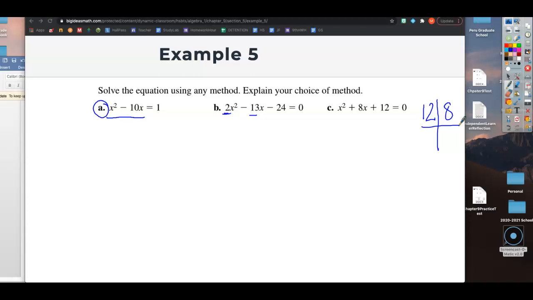So I will probably not give you problems that say choose the best method. I will tell you specifically what method I want you to use. But I just want you to know that there are different methods. You'll get the same answer. Some of them are just easier to obtain than others.